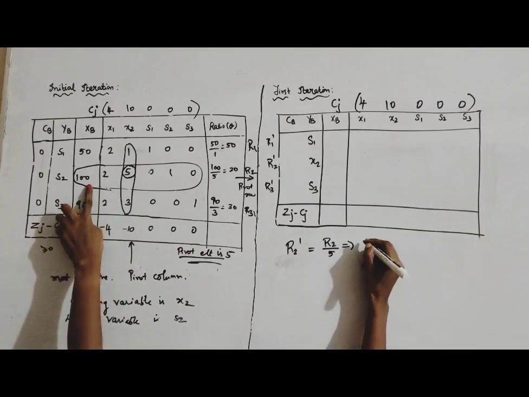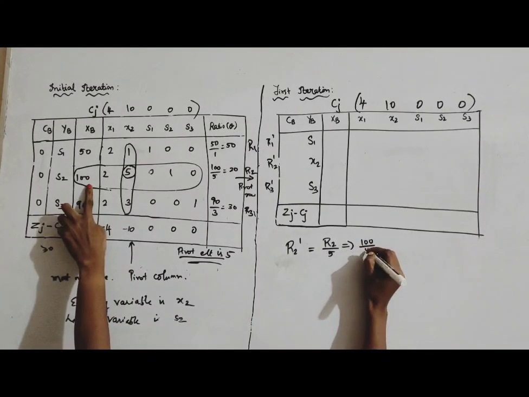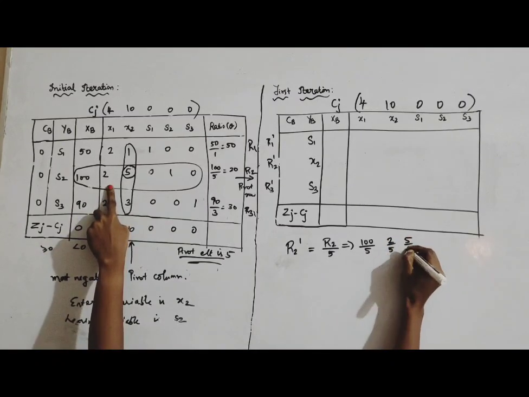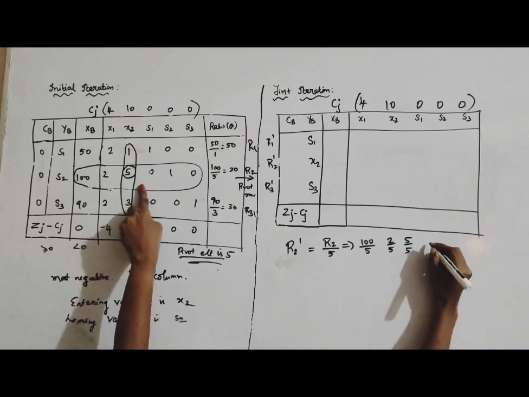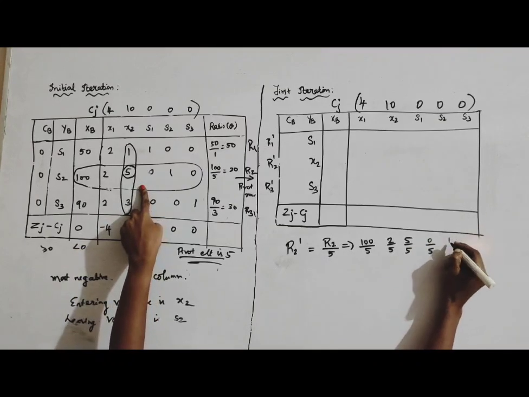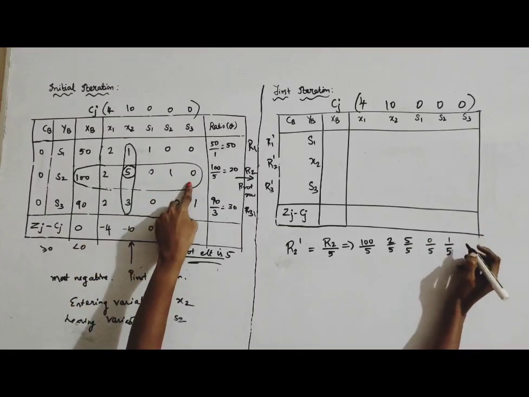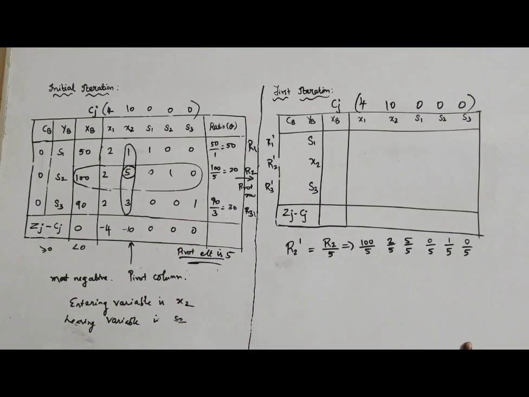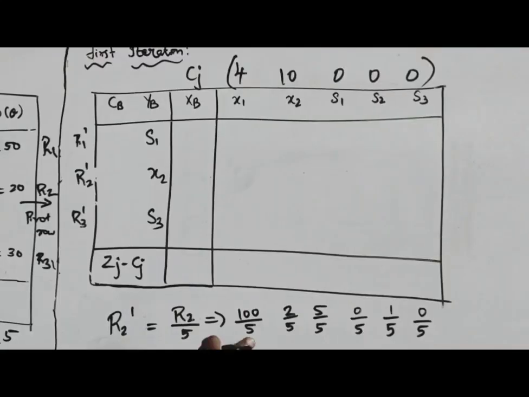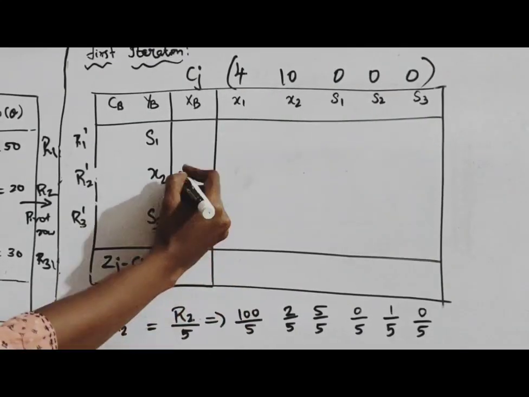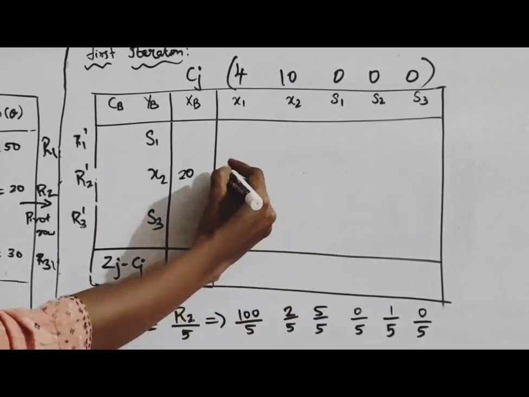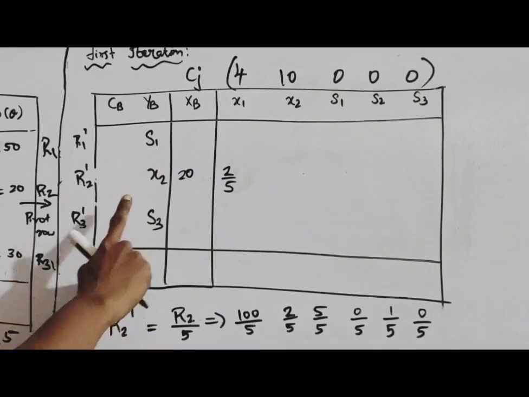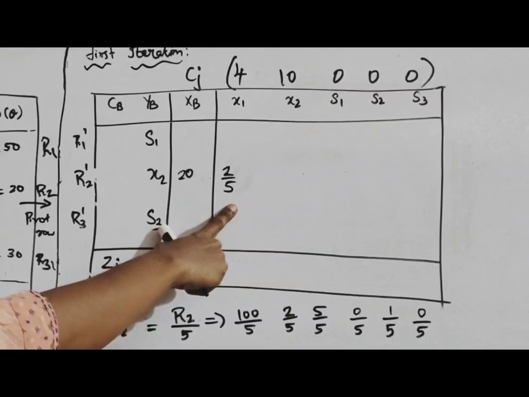What are the coefficients here? 100 divided by 5, 2 divided by 5, 5 divided by 5, 0 divided by 5, 1 divided by 5 and 0 divided by 5. Okay. What is the value? Here 100 divided by 5 is 20. 2 by 5 is 2 by 5. Always you have to remember that you have to maintain the fraction in the iteration table.